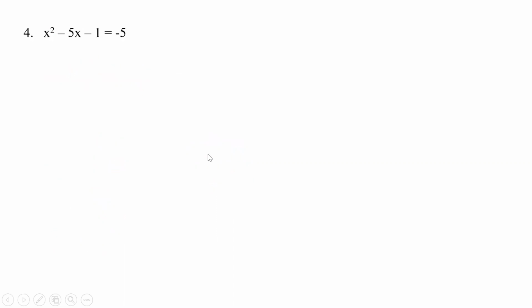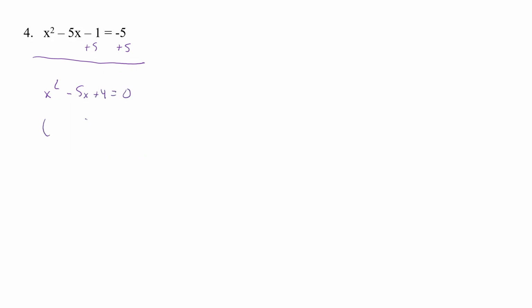All right, what about this one? Well, remember, we have to get 0 on one side and the whole trinomial or polynomial on the other side. So first thing we need to do is we need to get rid of that 5 there. So we're going to add 5 to both sides. So that gives us x squared minus 5x, and 5 minus 1 is 4.